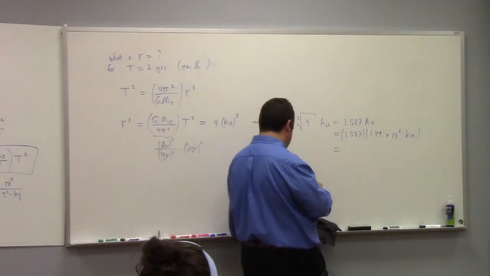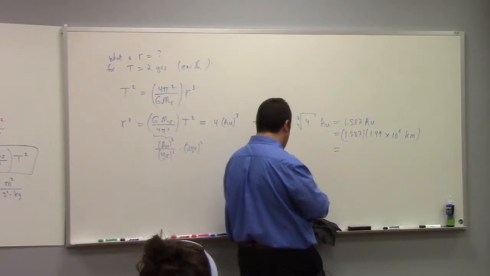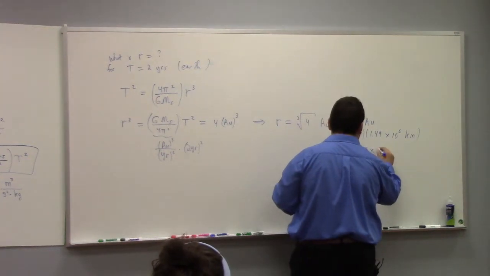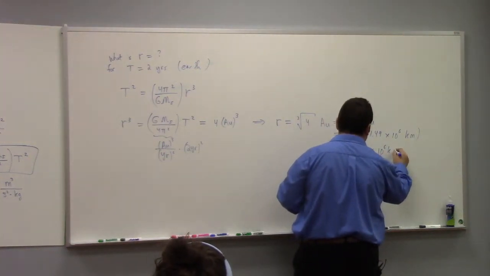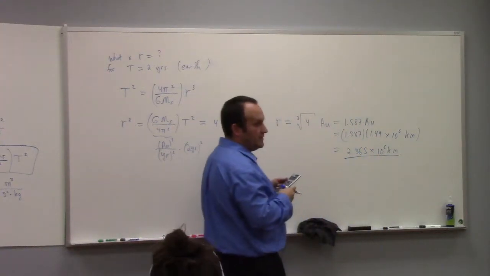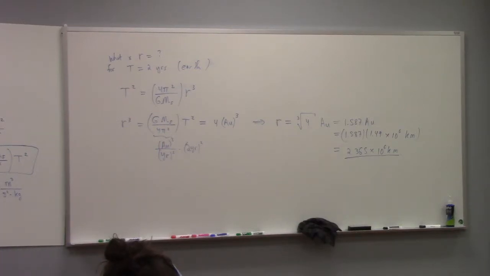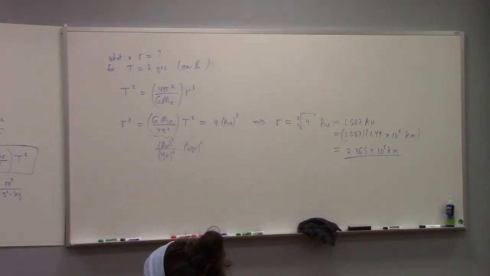So what do you get? I have 2.365 times 10 to the 6th kilometers. So there you go. That's how far away from the sun you would find a planet that had 2 Earth years as its perceived year. There are planets that have years which are shorter or longer than Earth years. If we go further out from the sun than where we are, is their year longer or shorter than ours?